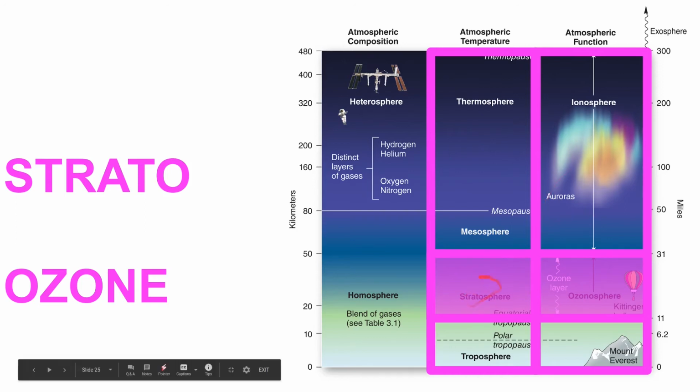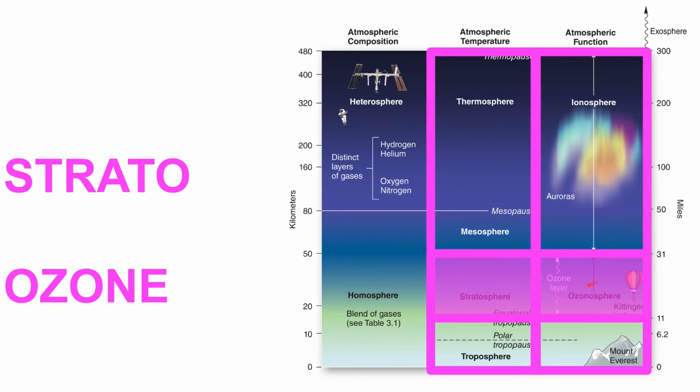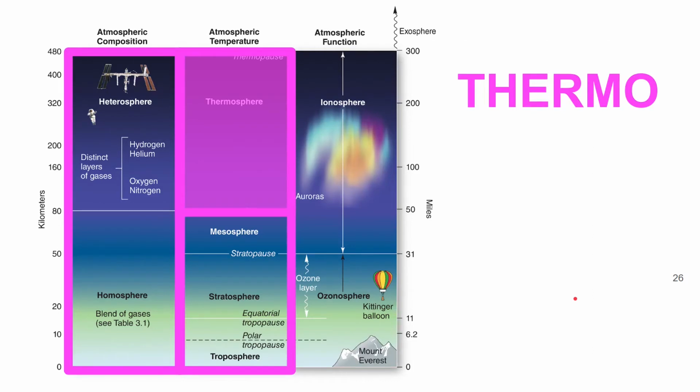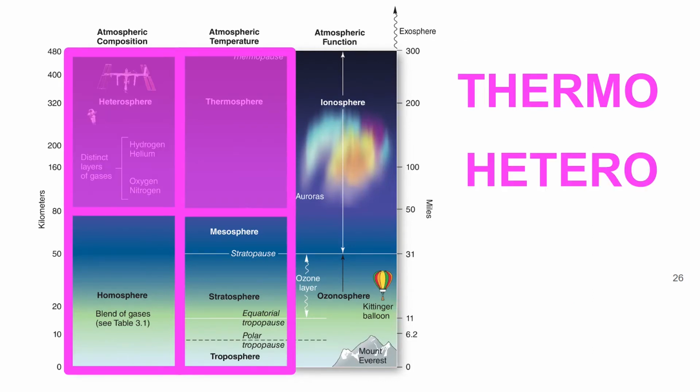So if you're talking about it in terms of temperature, we call it the stratosphere. If we're talking about it in terms of function, we call it the ozone layer. Another bit of confusion is probably the thermosphere and the heterosphere. They occupy the same space, but if you're looking at it in terms of the composition of gases, we call it the heterosphere. If you're looking at it in terms of temperature, we call it the thermosphere.